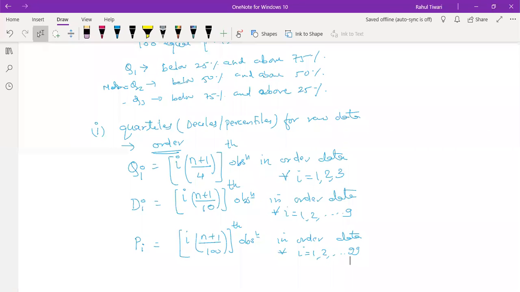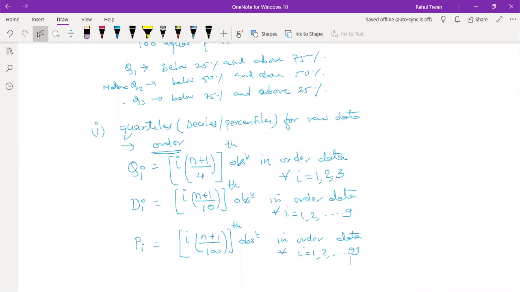Is there any question so far? Anyone? Then let me know. If definitions are asked, then we will only have to explain this formula. They will specify that you define the definition of quartile.